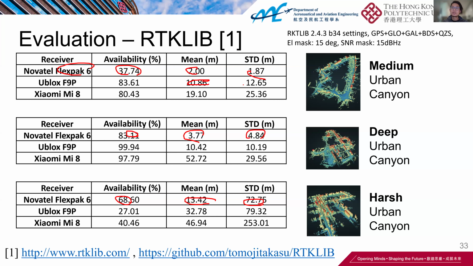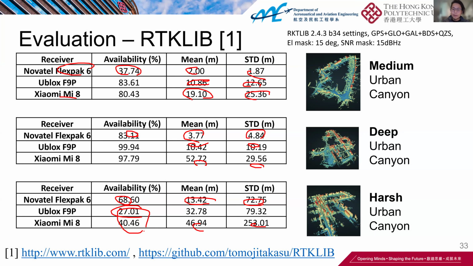For the commercial receivers, you can see it's usually standing in between. For Xiaomi, you can see that the mean and standard deviation are always the largest. For the rest, it's pretty normal. But this is very interesting here: the availability is very low for this harsh urban Kenya. The reason for that, we believe, is that the outlier rejection algorithm in RTKLIB actually rejects a lot of measurements from these two receivers, resulting in this low availability.